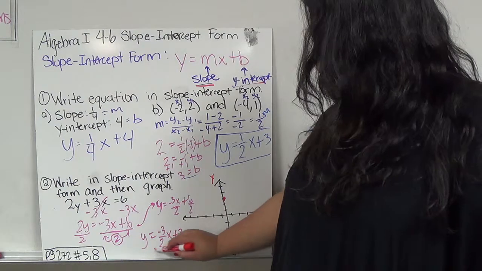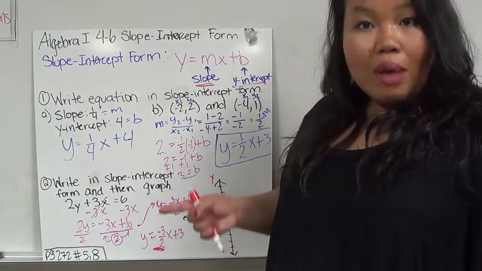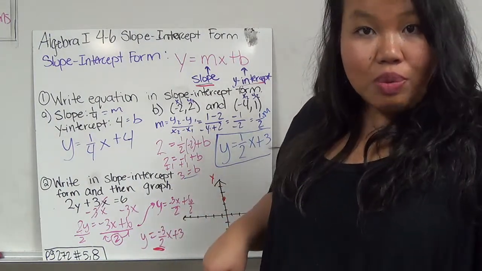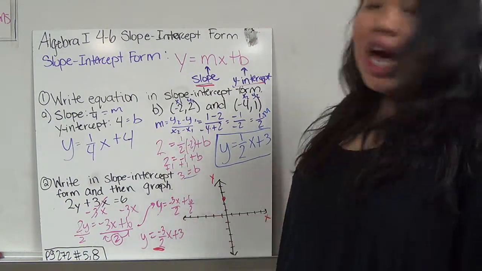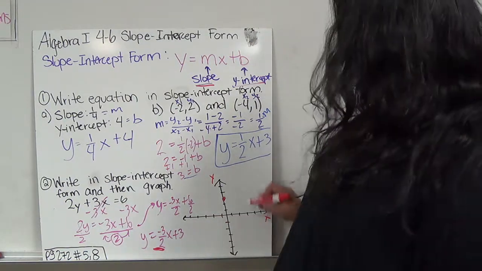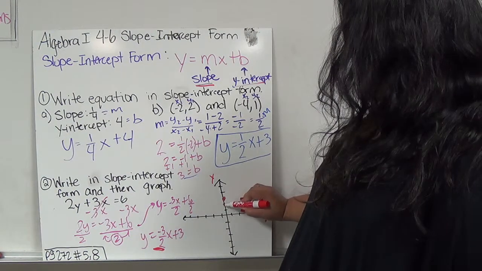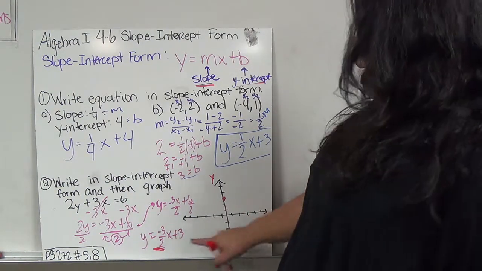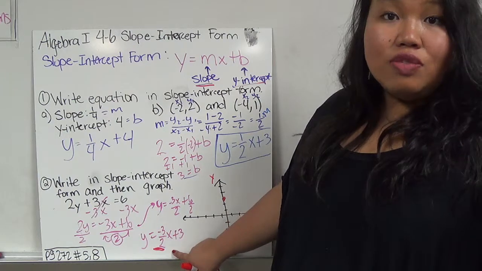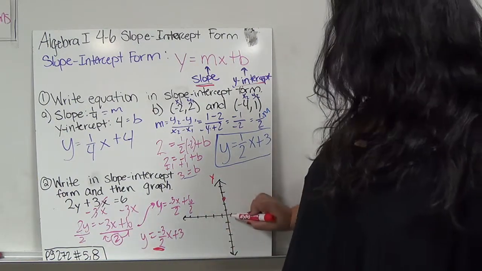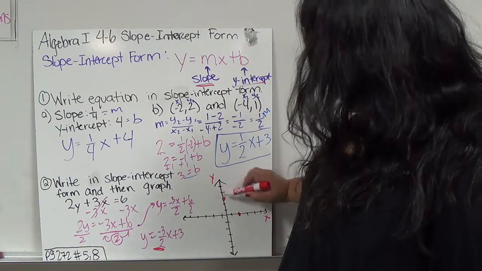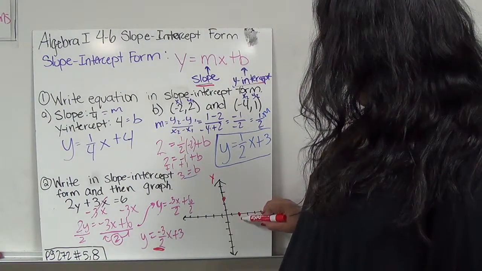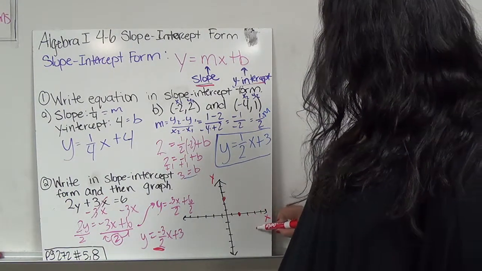And this is going to tell me where to go. Again, the top tells me rise and the bottom tells me run. So the top tells me where to move up and down. Because the top is a negative 3, that means I'm going to move down 3. 1, 2, 3. But the bottom is a positive 2. So I'm not going to move backwards, I'm going to move forwards 2. 1, 2.